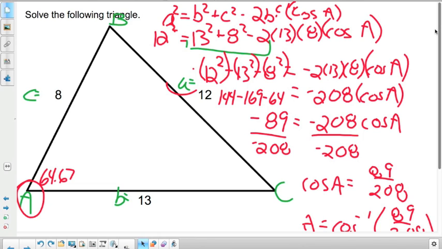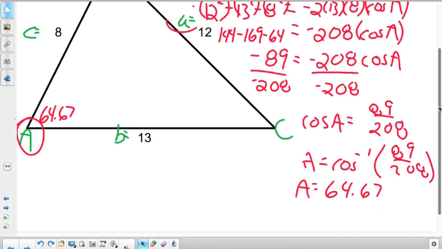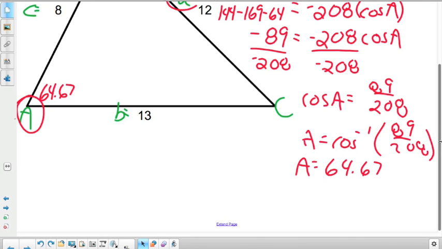A lot of work, right? Or we can do this all again for B. But now we know one side and the opposite angle. That's not fun. So just do this entirely. Sine of B over B is equal to sine of A over A.